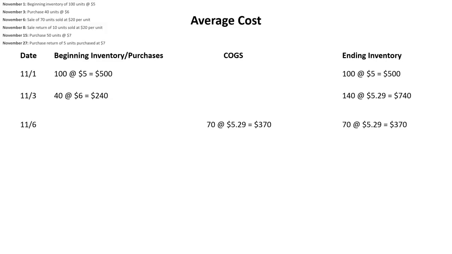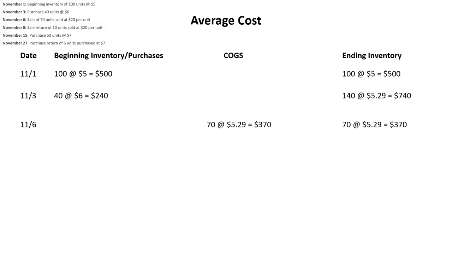Then on November 6th, we make a sale. So we sell 70 units at $5.29, which then leaves us with 70 more units at $5.29. So that's what we write out here on November 6th.